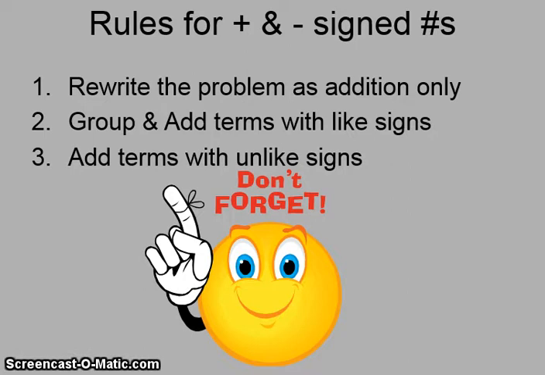Then we'll group and add terms with like signs. So we'll put the positives together and the negatives together and then add those two sets. Then we'll add our terms with unlike signs.